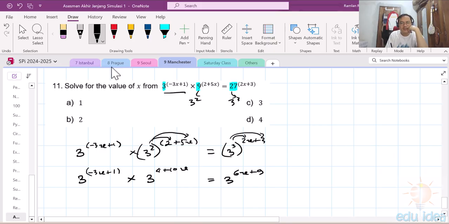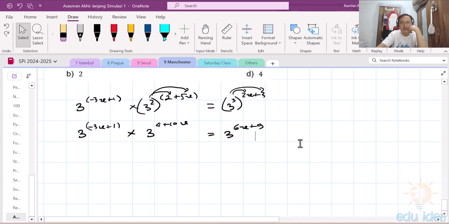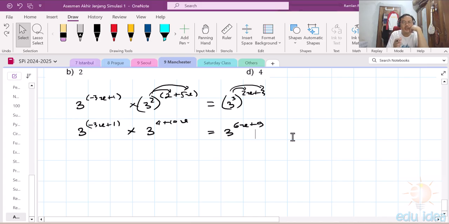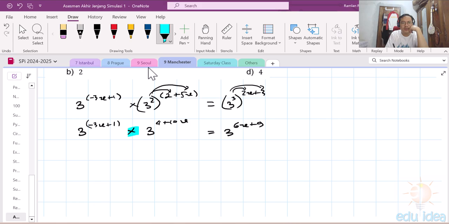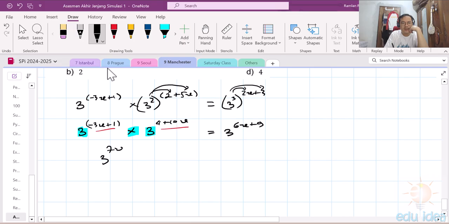Now, we're not done yet, because this should be combined so that the form on the left and right side has a single term and the same base. Again, remember in the index law, if you are multiplying with the same base, you only need to add the powers. So just add these two expressions: negative 3x plus 10x will become 7x, right? Let me write down 7x here, and then 3 to the power of 7x, and then 1 plus 4 is equal to 5. So that will be equal to 3 to the power of 6x plus 9.